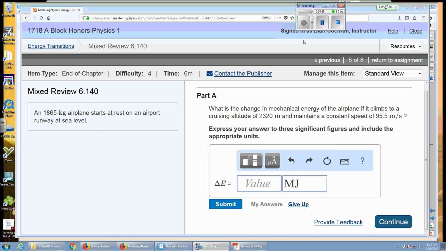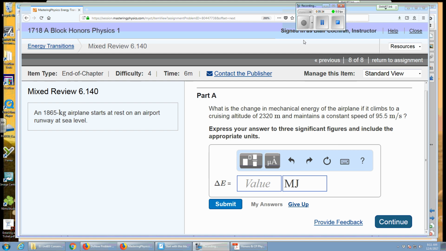An airplane starts at rest at an airport runway at sea level. Oh, so it has no energy then, because by general convention we would take ground level or sea level as zero potential energy, and at rest it has no kinetic energy. And then they want to know the change in mechanical energy as it climbs to a cruising altitude of this and maintains a constant speed of this. And then they've asked for it in megajoules. We can always change that to joules if we don't want to use megajoules, right?